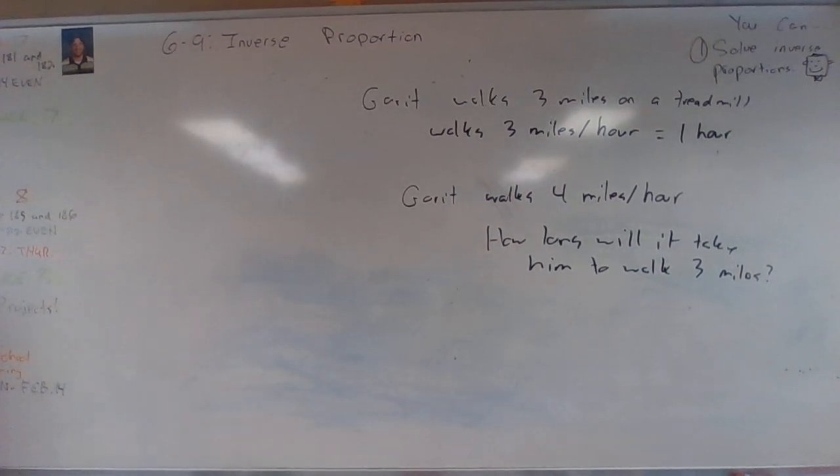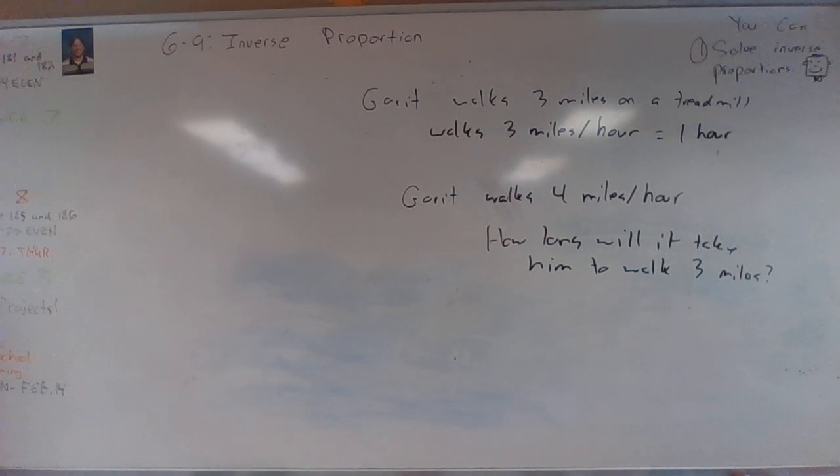But remember, it took him 1 hour to walk 3 miles at 3 miles an hour. So if he's walking faster, it's probably going to take him less time to walk the same distance. So you know your answer needs to be less than 1 hour. If you have an answer that's bigger than 1 hour, that doesn't make sense. Right? Because he walks 3 miles. It takes him 1 hour if he walks 3 miles an hour. So now Garrett's walking faster.